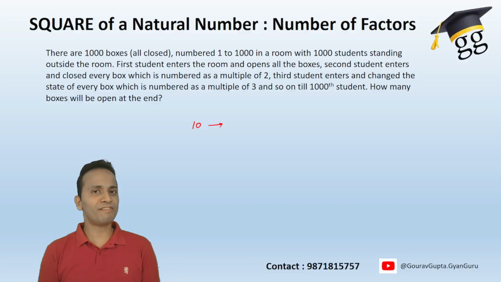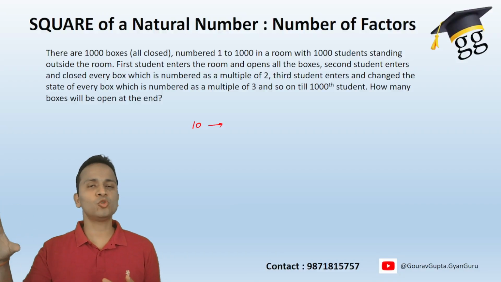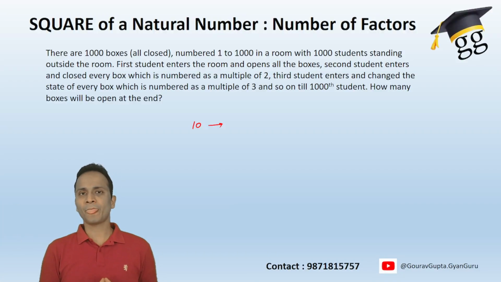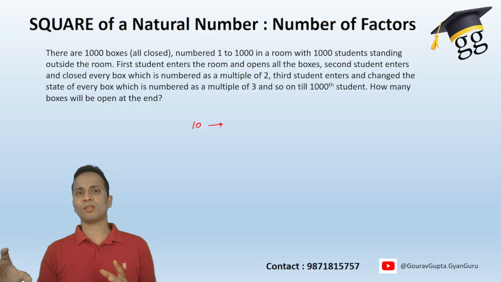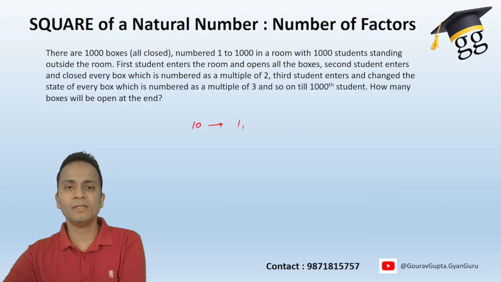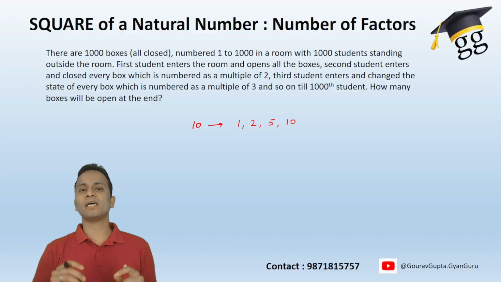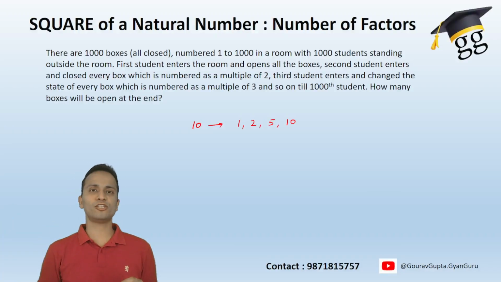Okay. Then student number 5 will go to box number 10 because student 5 will go to 5, 10, 15, all the multiples of 5. So 10 is a multiple of 5, or 5 is a factor of 10. So box number 10 will be approached by student number 5. So I can say that any box will be touched by, or processed by, any student who is a factor of that box number. So box number 10 will be touched by student number 1, student number 2, student number 5 and student number 10. Now what are these numbers? 1, 2, 5 and 10. These are the factors of 10. Okay, so box number 10 is approached by the first student, second, fifth and 10th student.